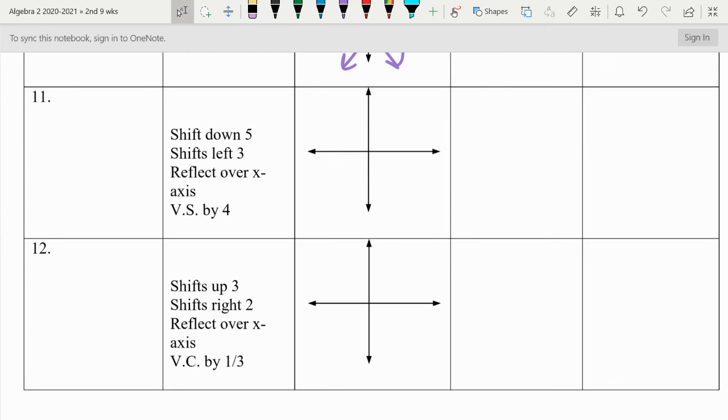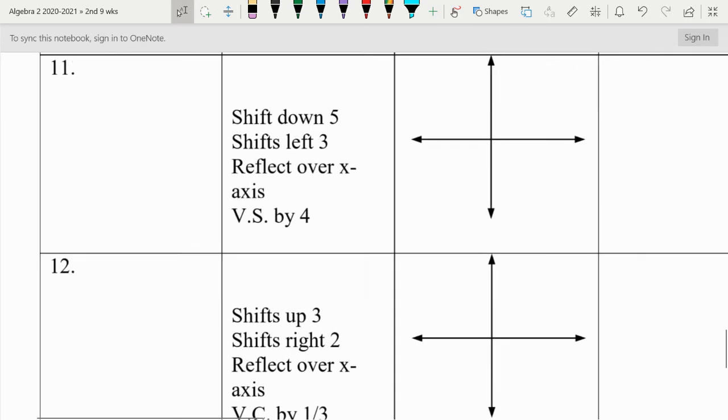All right, so here we are, another description. Now this one has all 4 of them. Shift down 5, shift left 3, reflect over the x-axis, and the vertical stretch of 4. So let's go ahead. Let's work left to right. Hopefully I can fit it all in here. All right, let's see this.